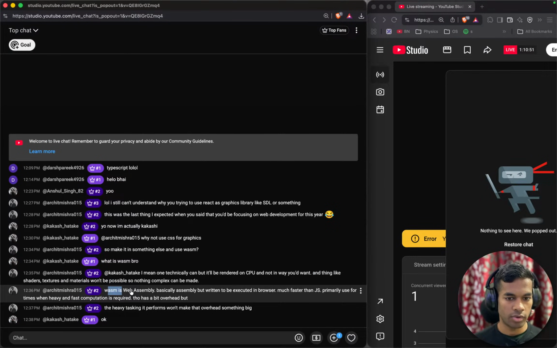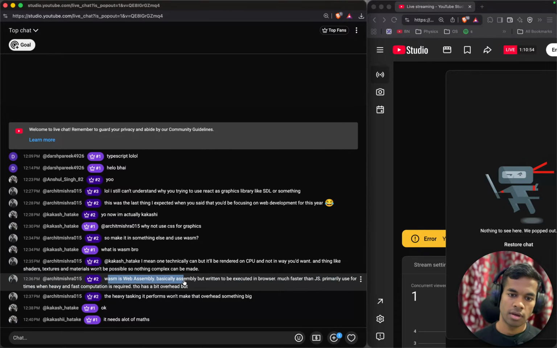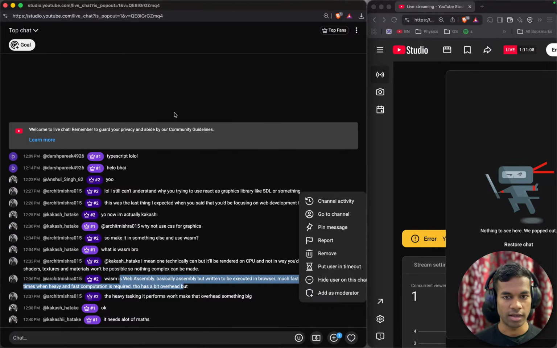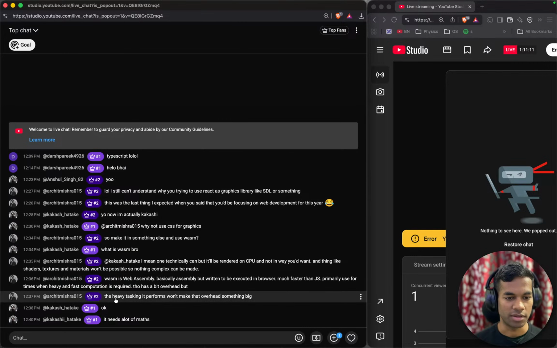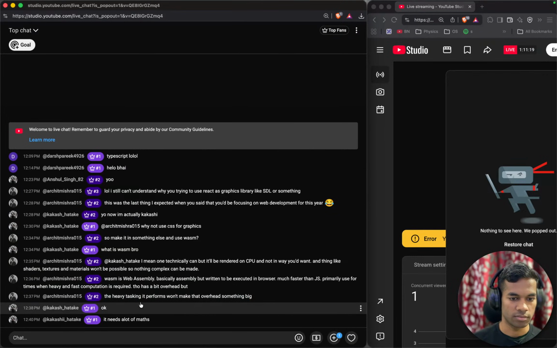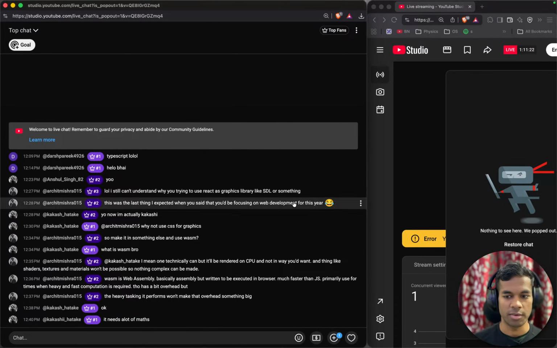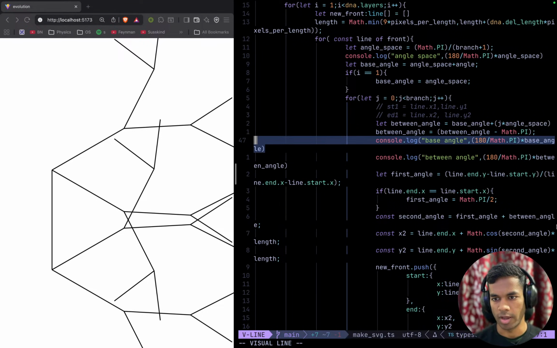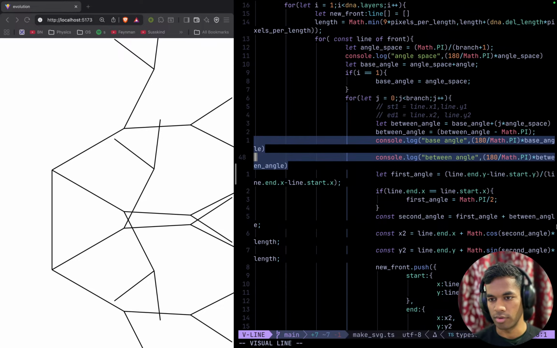Yep. WebAssembly basically lets code be executed in the browser much faster than JS, primarily used for times when heavy and fast computation is required, though it has a bit of overhead. And when we were doing Dart, I guess we did some assembly stuff, and that was cool. The heavy tasking it performs won't make that overhead something big. It needs a lot of maths. I mean, this is basic maths, but yeah, I've not written the code very beautifully.